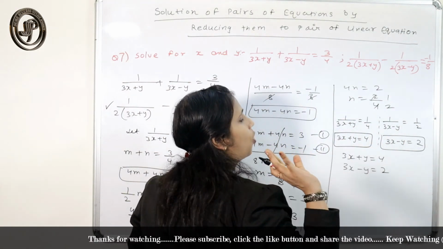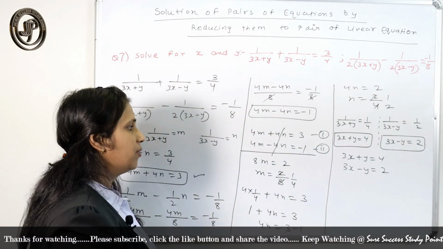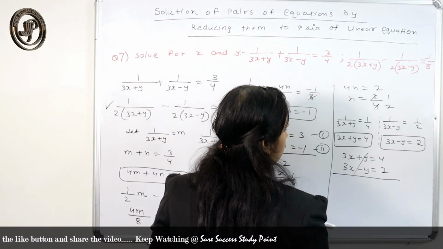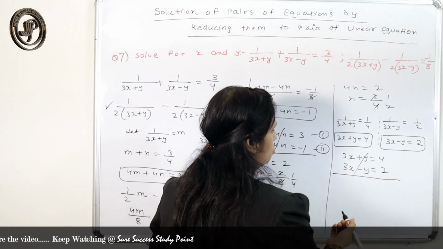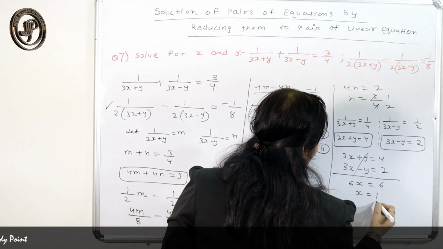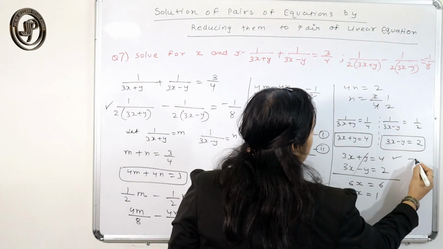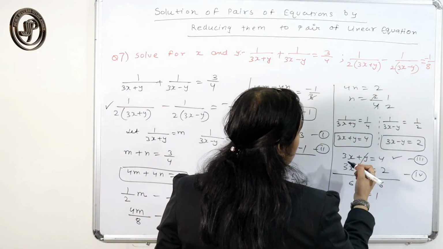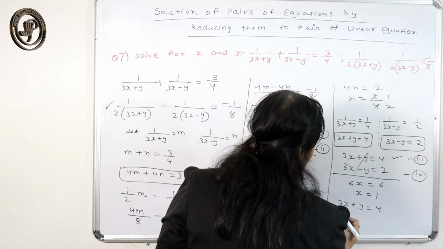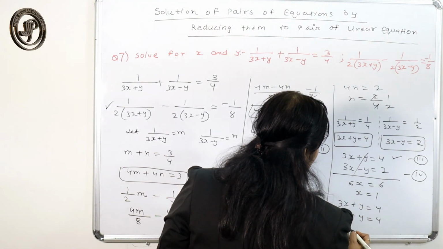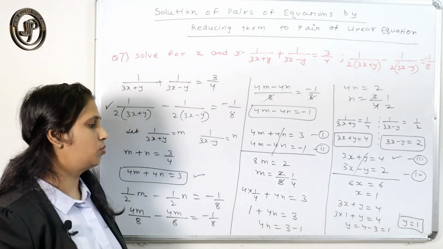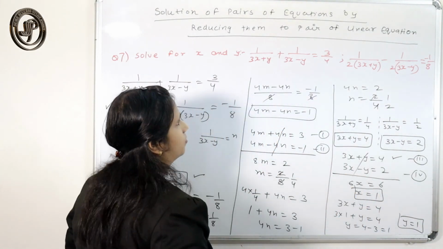Suppose that is now your fresh question. Then the way you solve, you can solve this pair by the same method, elimination or substitution. So, this will cancel out. Here it is 6x is equal to 6. So, x will be 1. You can consider these as equation 3 and 4. So, substitute the value of x in equation 3. So, 3 into 1 plus y is equal to 4. So, y will be 4 minus 3, which is equal to 1. So, x is 1, y is 1 is your answer.